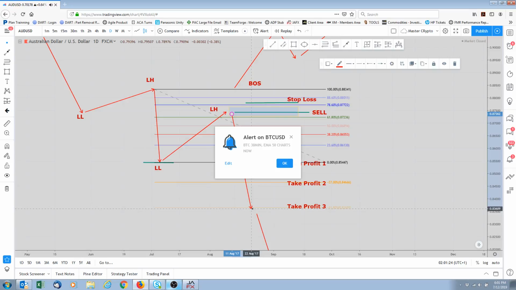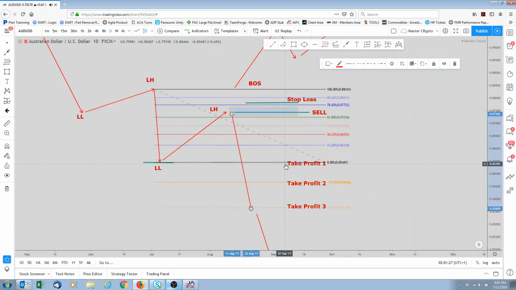I always have Bitcoin notifications going. Sorry, ignore that. So yeah, either take profit 1, take profit 2, or take profit 3.